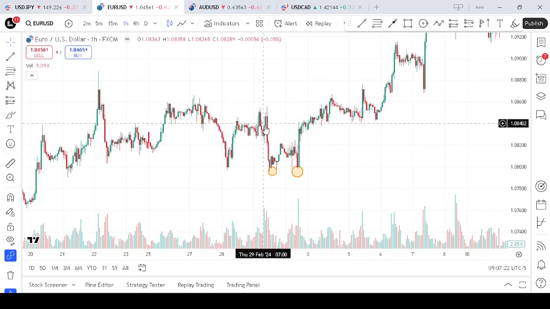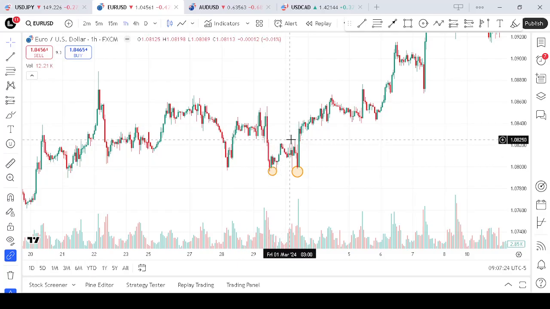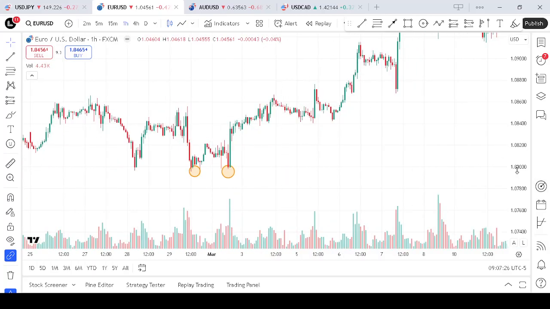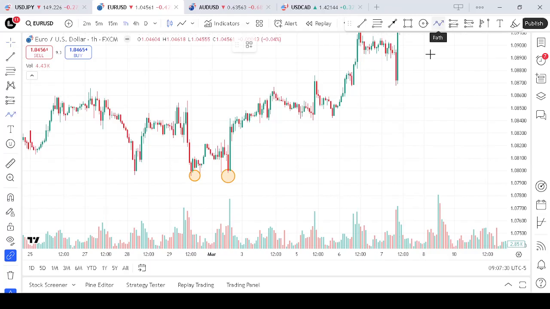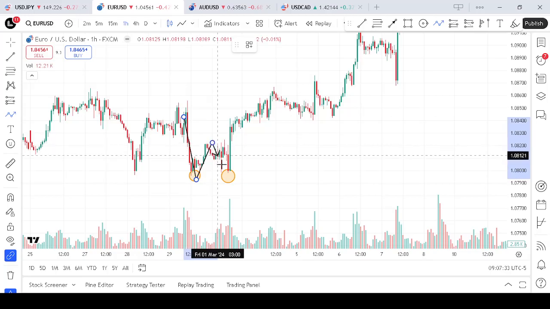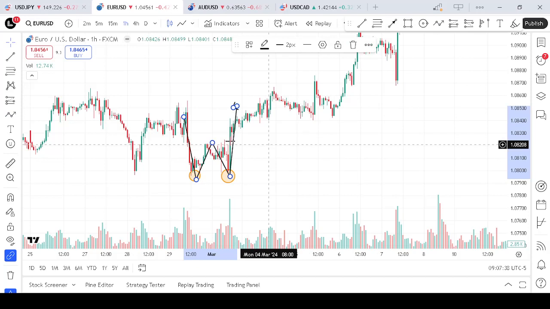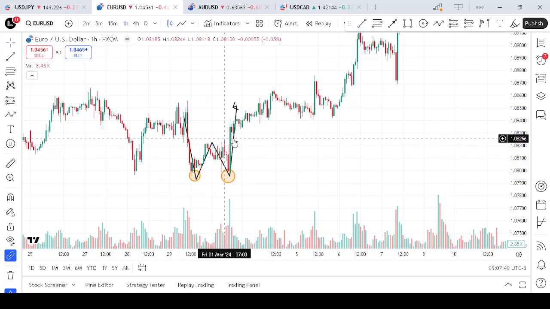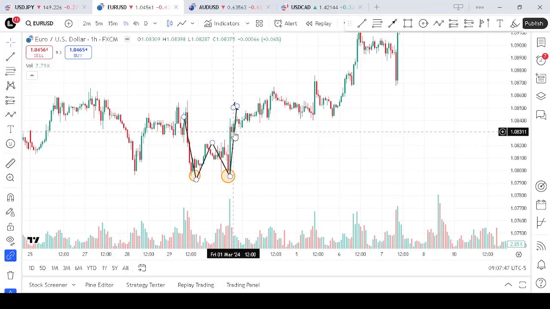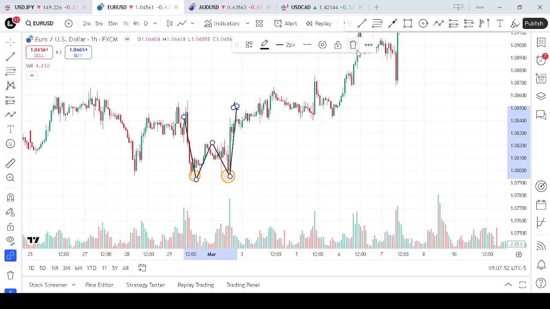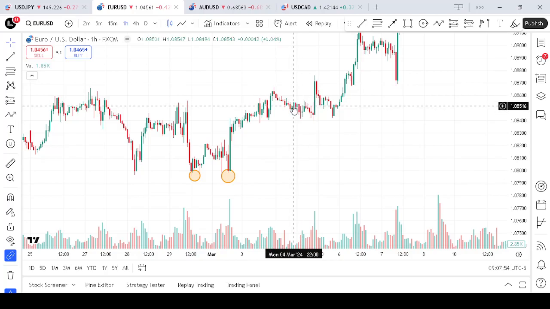price broke the midpoint of this pattern. The midpoint, if you can see the W, price broke the midpoint. This is the pattern here. Price broke this midpoint, and once price breaks the midpoint, it is an indication that strong bullish pressure is coming into the market.